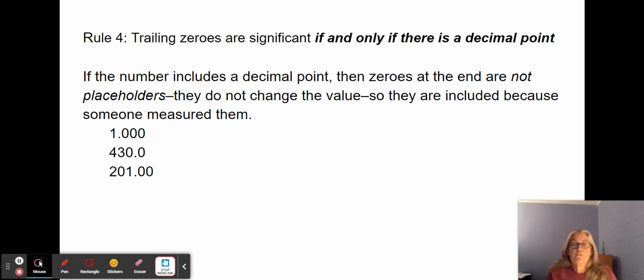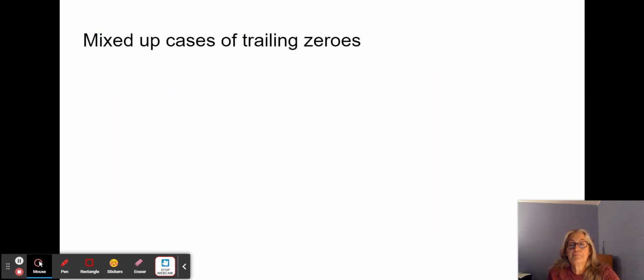201.00 has 5 significant figures. Decimal point makes the trailing zeros significant. 11.40, 4 significant figures. 29.0, 3 significant figures. 4.720400. So the first 0 is a sandwich 0. It's between 2 other significant figures, but the last 2 are trailing zeros with a decimal point, and those are significant because trailing zeros are significant if there is a decimal point.